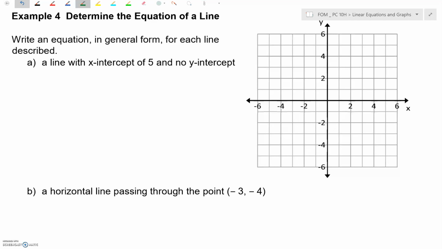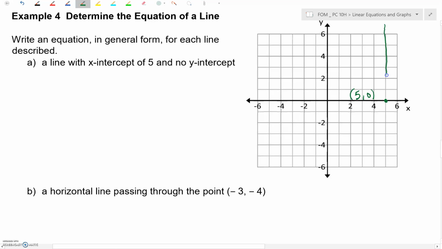Okay, so for our first example, a line with x-intercept of 5 and no y-intercept. Let's plot our x-intercept. It is at 5 and 0, right? Those would be the coordinates for our x-intercept. Now, it doesn't have a y-intercept, which means it doesn't cross over the y-axis, and so we need to graph a line that is parallel to the y-axis, because any other kind of line is going to cross over.